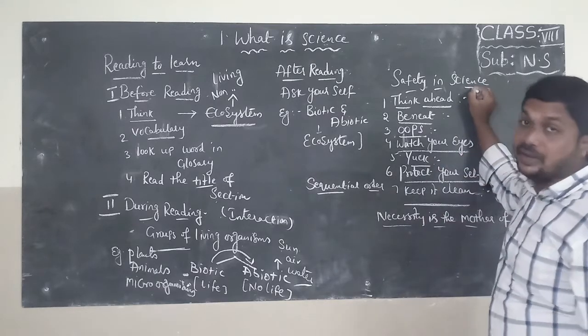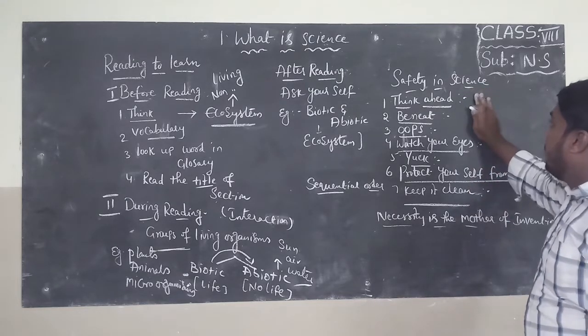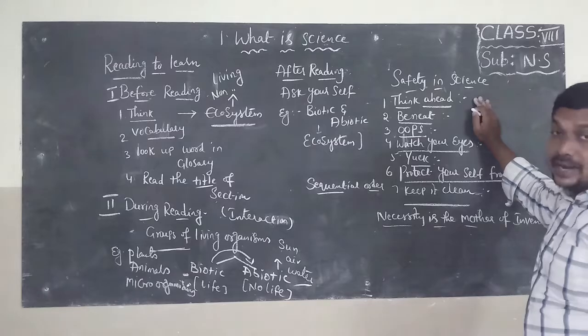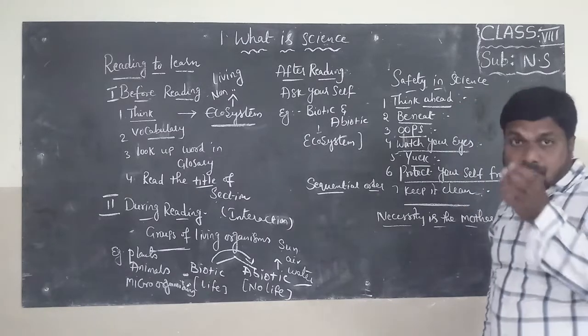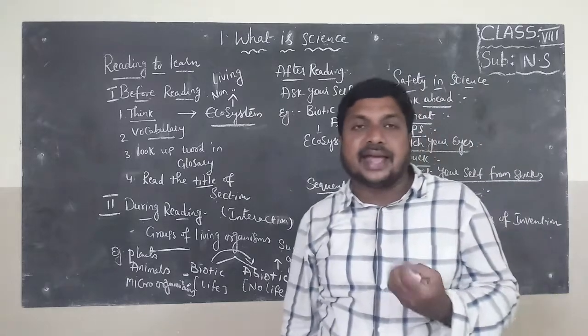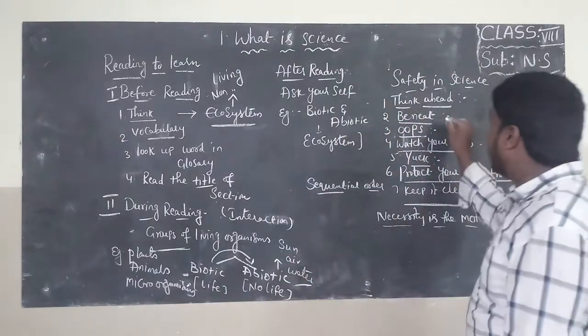Again I repeat, very important from the exam point of view. What are the seven steps involved in safety in science while doing experiments in the science lab? First one is think ahead. If you want to do any experiment or activity, you have to observe what you have to do in the science lab. Next one is be neat.